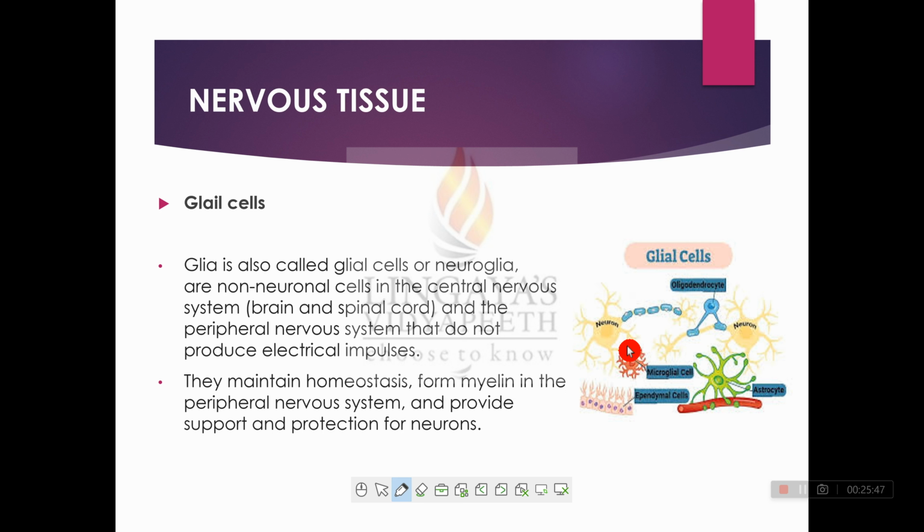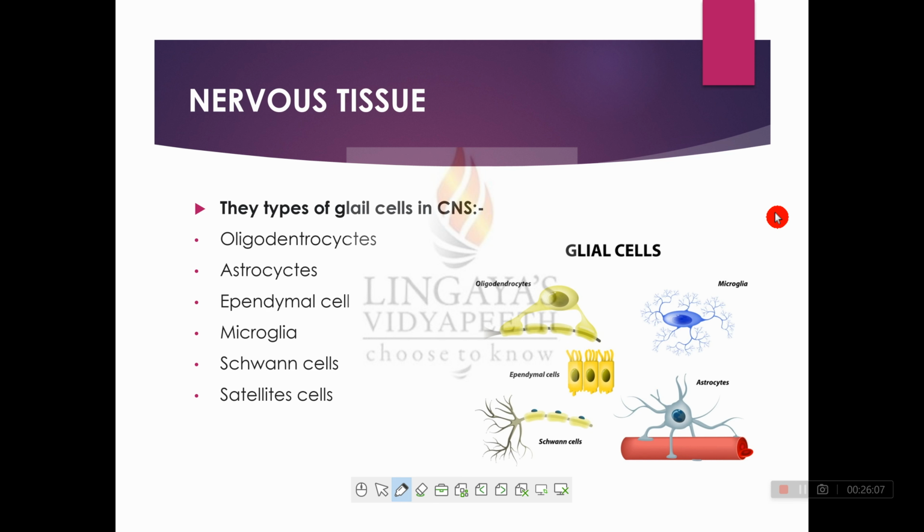Glial cells, also called neuroglia, are non-neuronal cells in the central nervous system and the peripheral nervous system that do not produce electrical impulses. The function of the glial cell is to maintain homeostasis and form myelin in the PNS. They also provide protection and support for the neurons.